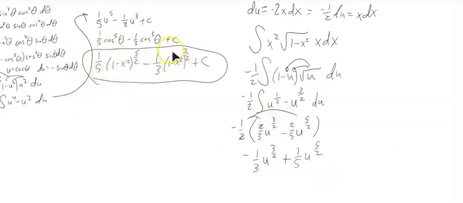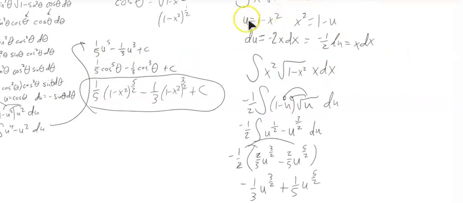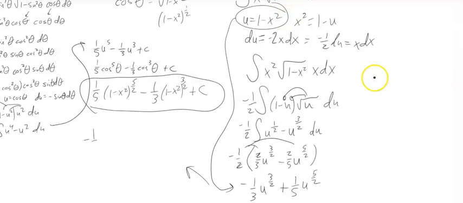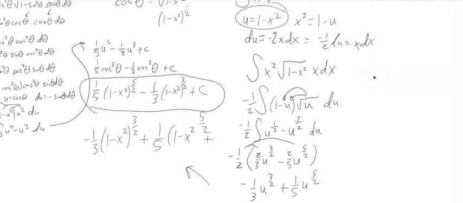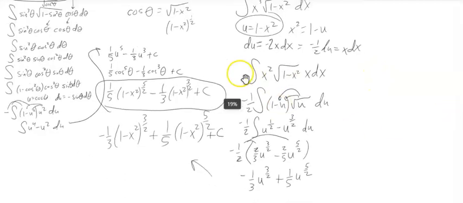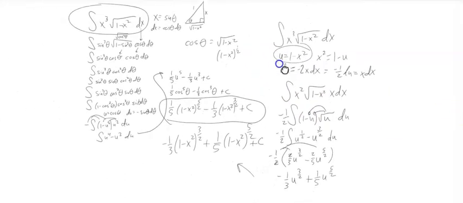Notice I've got all these same pieces here. And since u is 1 minus x squared, I can take that and plug it in, and I get negative 1/3 times 1 minus x squared to the 3/2. Don't forget your plus c. I get the same thing. So it's kind of up to you which method is less painful. Either one would be a good way to go.